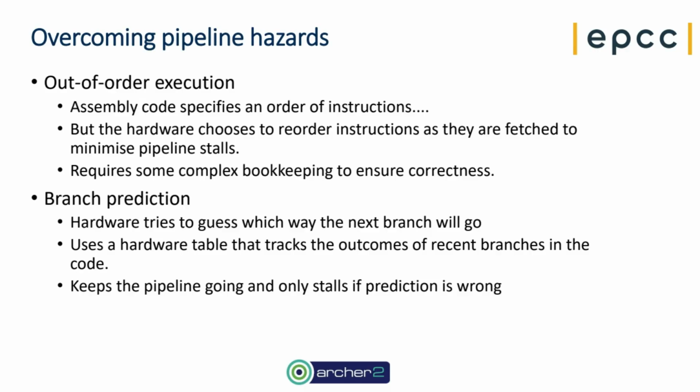The other thing hardware tries to do is branch prediction. Whenever there's a branch in the code, the hardware tries to guess which way the branch is going to go. It basically uses a hardware table that tracks the outcomes of recent branches in the code. It will guess, and it will keep the pipeline going, and will only stall if it got the prediction wrong. So it will do partial execution of instructions in a speculative manner, and it'll only squash those instructions if the branch prediction turns out to be wrong.